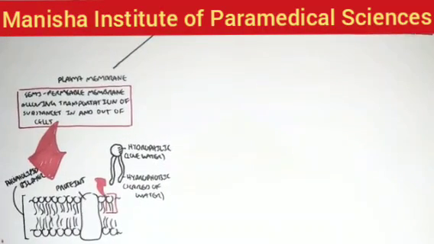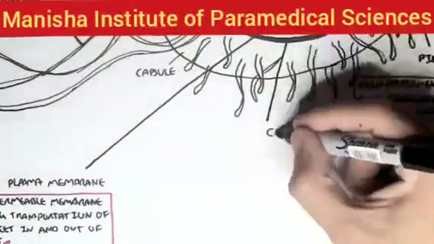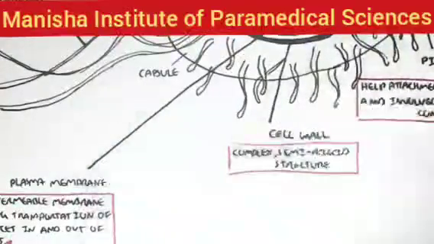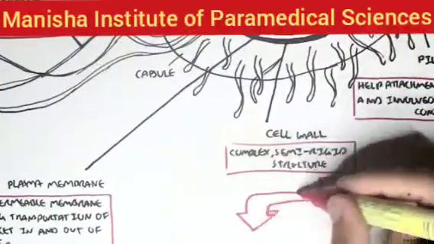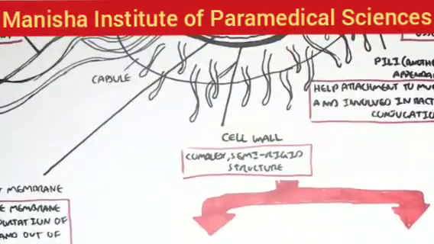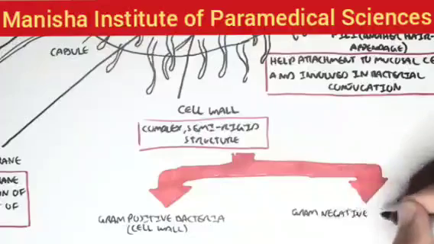Now, in between the capsule and plasma membrane, we have the cell wall. And this is a very complex semi-rigid structure. And the cell wall enables bacteria to be classified into two major groups: gram-positive bacteria or gram-negative bacteria. And there's a difference.